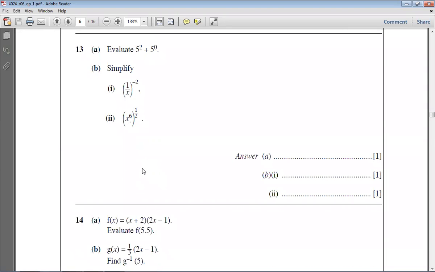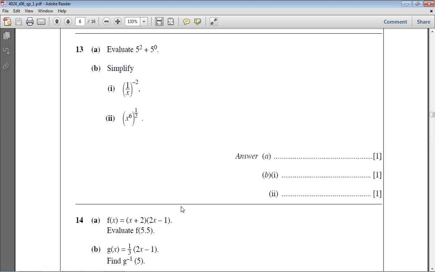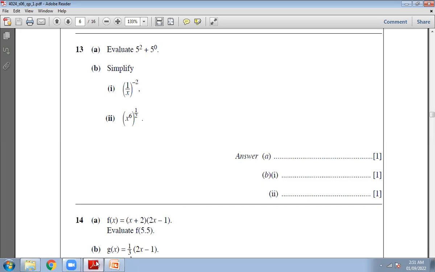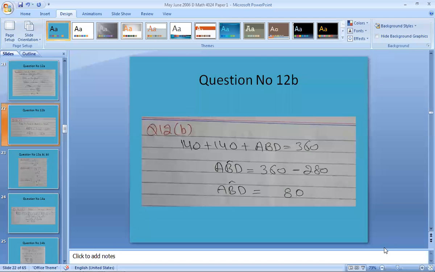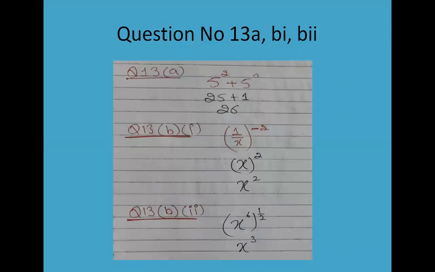Okay, so here we have question number 13. He says evaluate 5 raised to power 2 plus 5 raised to power 0. I can solve 5 raised to power 2 means 25 and 5 raised to power 0 means 1. So it will be 25 plus 1 and that will be 26. So 5 square will be 25 plus 5 raised to power 0, that will be 1. So 25 plus 1, it will be 26.